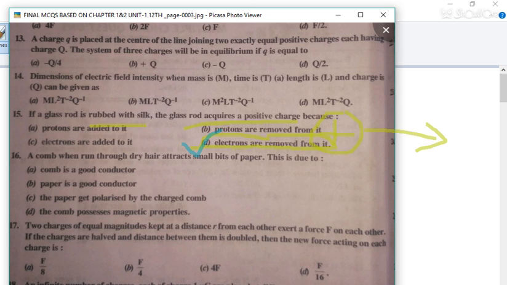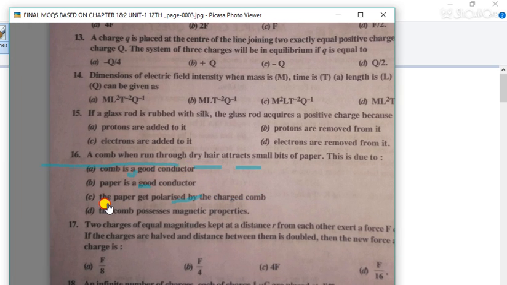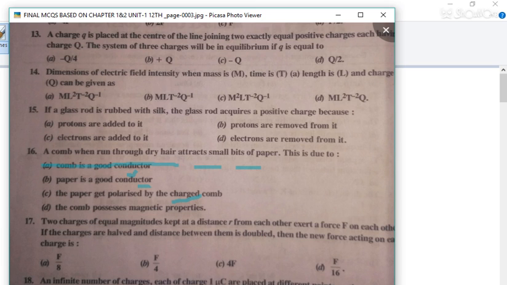Moving to the next question. A comb when rubbed through hair attracts small bits of paper. Comb is a good conductor. Paper is a good conductor. The paper gets polarized due to the paper possessing negative magnetic properties. So students, its answer will be the paper gets polarized by the charged comb. So these are some answers you have to remember.